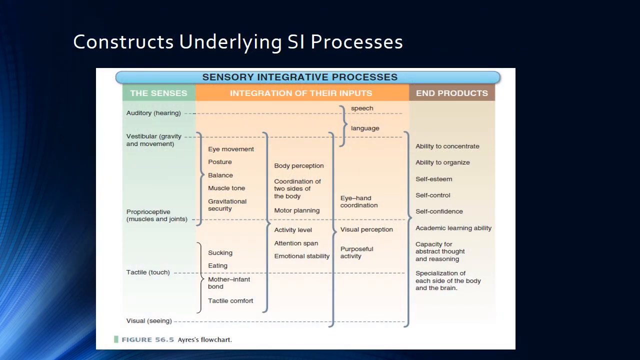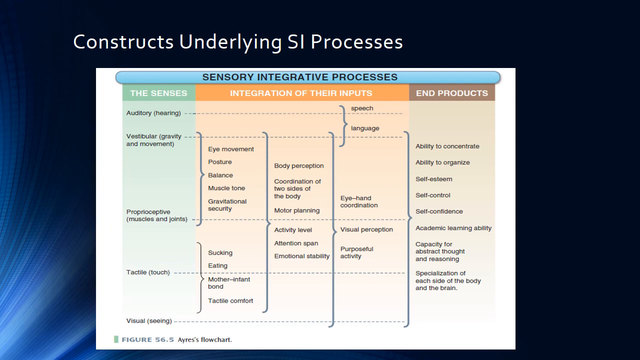This is a chart from the Willard and Spackman book that summarizes sensory integration and shows how the senses are the base of it. Through interpreting everything that's going on, we end up with some of our end products that are really related to our cognitive abilities, our ability to concentrate, organize, and how we feel about ourselves. So it's showing that all of these different concepts are connected.